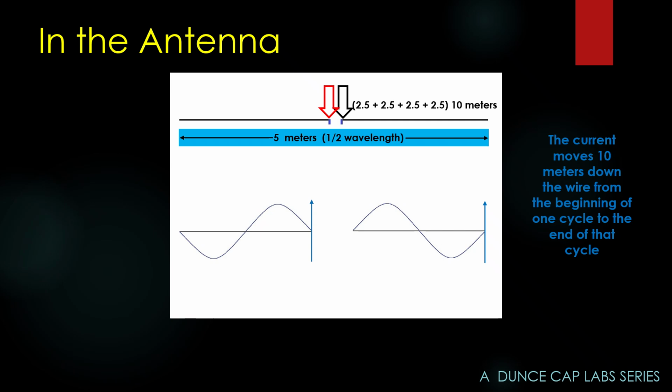Now you see why a half-wave dipole, 5 meters long, is the perfect antenna for a 10-meter radio signal.